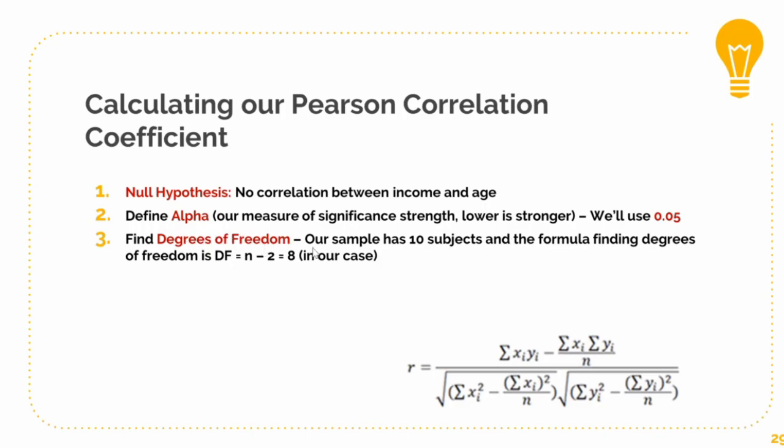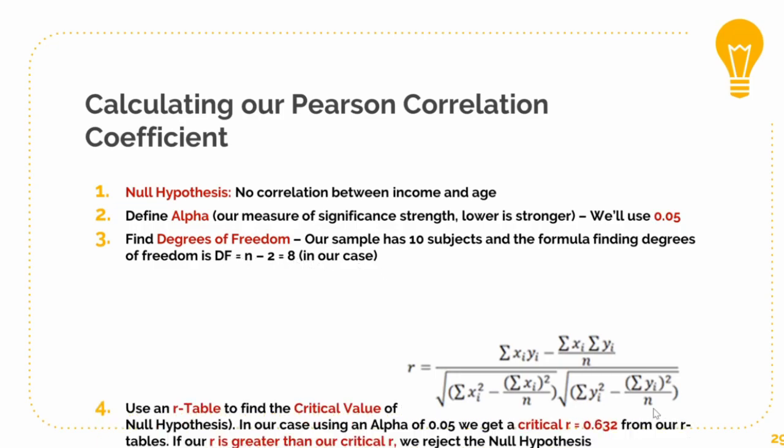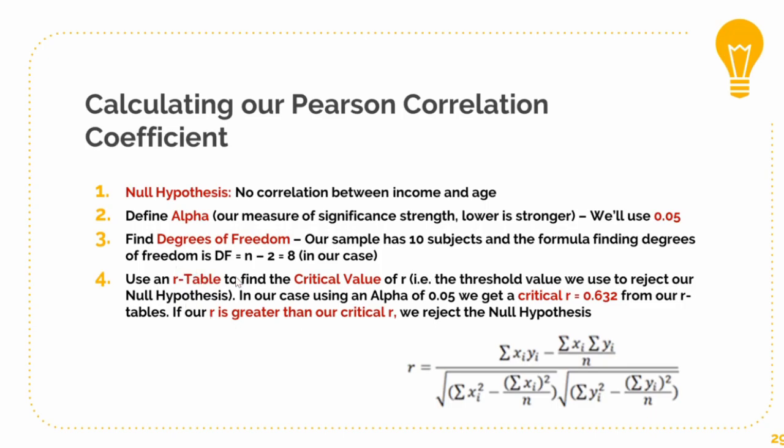Next, we find our degrees of freedom. So our sample had 10 subjects. That's rather small anyway. And the formula for finding degrees of freedom is df, degrees of freedom, equals n minus 2. So it's 8 in our case. Next, we use an R table, and we'll take a look at the R table on our next slide to find something that we call the critical value of R. That is the threshold value we use to reject our null hypothesis. So in our case, using an alpha of 0.05, we plug alpha into our R table, and we get our critical R to be 0.632 from our R tables. So if the R we calculate using this formula is greater than our critical R, we reject our null hypothesis.